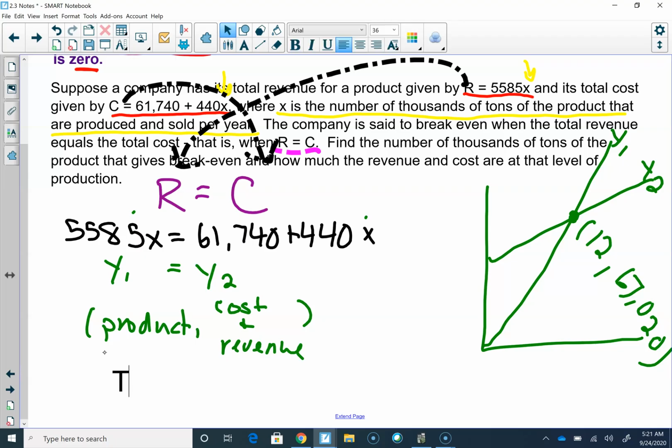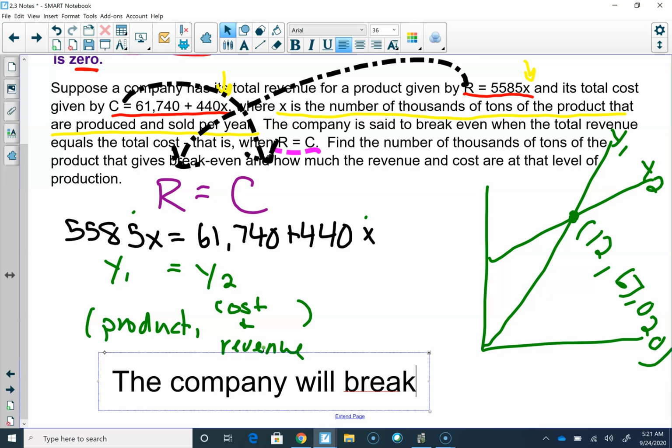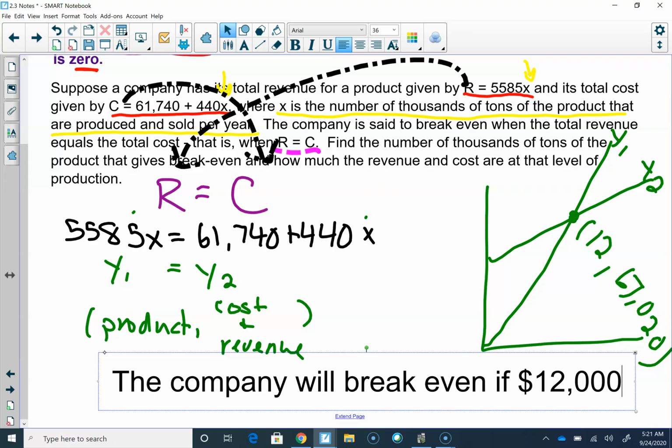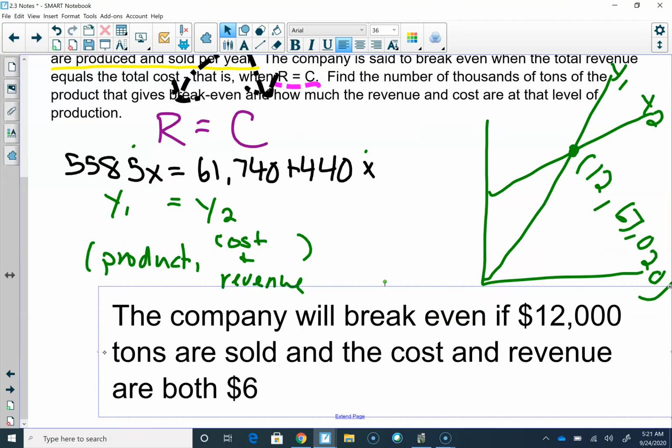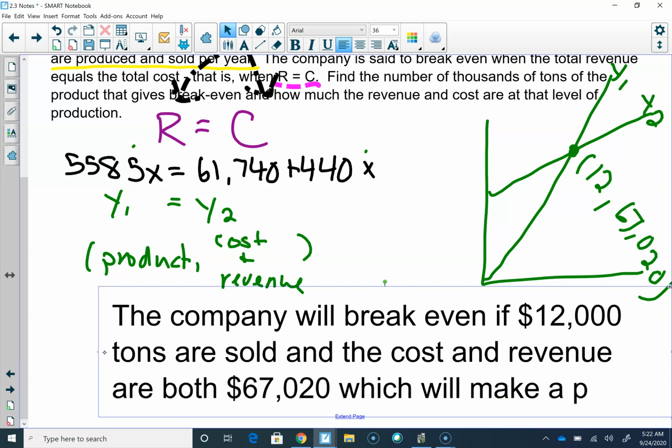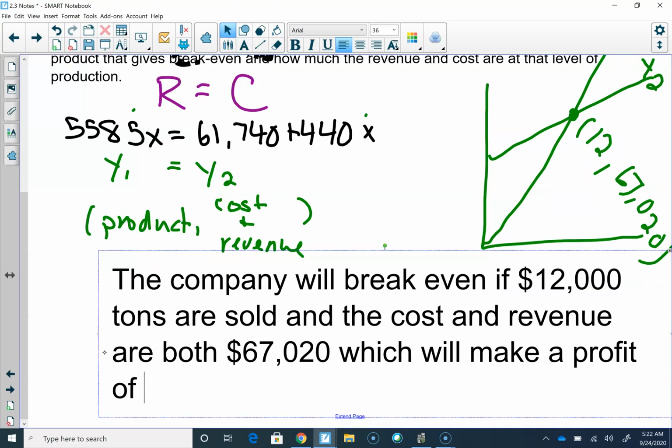I'm going to say the company will break even if 12,000 tons are sold, and the cost and revenue are both $67,020, which will make a profit of $0. So that's a good way to show both of those.